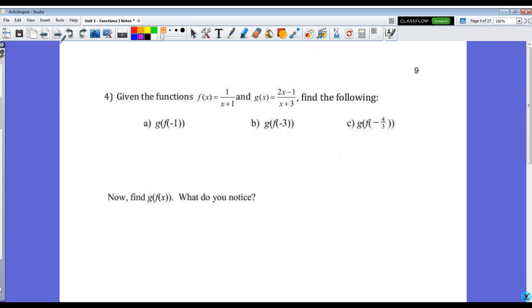Here's your homework. So given the functions f of x and g of x, I want you to evaluate the following. So I want you to find g of f of negative 1, g of f of negative 3, and g of f of negative 4/3. So you can put those values that you found right there. So I want you to keep in mind when you're doing this, the domain restrictions we talked about last class, okay?